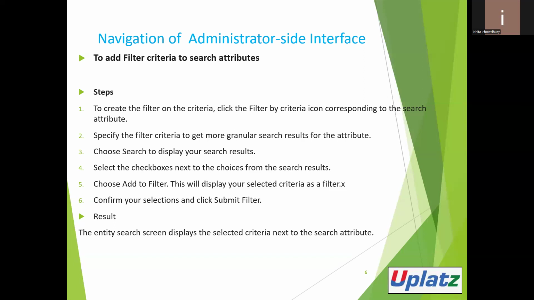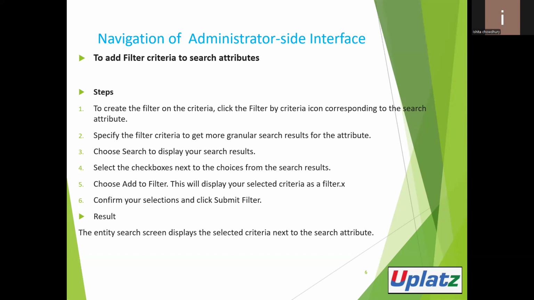Okay, now let's look at it step by step. To add filter criteria to a search attribute, click the filter by criteria icon corresponding to the search attribute, right? You have a filter icon, we need to click on that. Specify the filter criteria to get a more granular search, which I talked about, to get a more refined search result for the attribute. Choose search to display your search results.